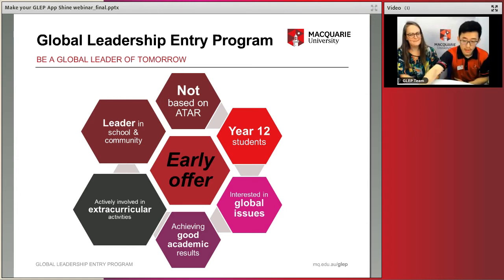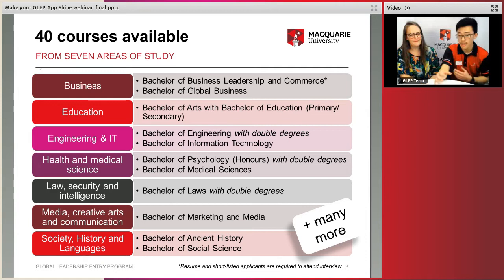So now we'll move on to the courses that are available for the Global Leadership Entry Program. As you can see here, there are over 40 courses available, which include Business Leadership and Commerce, Engineering double degrees, Psychology honours, Law double degrees, as well as Marketing and Media. And if you'd like to see a more comprehensive list, you're more than welcome to jump onto our website. If you just Google MQGLEP and it's the What You Can Study link, you'll see a fuller list there.